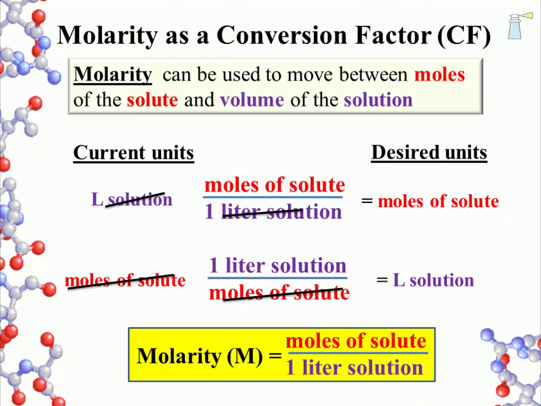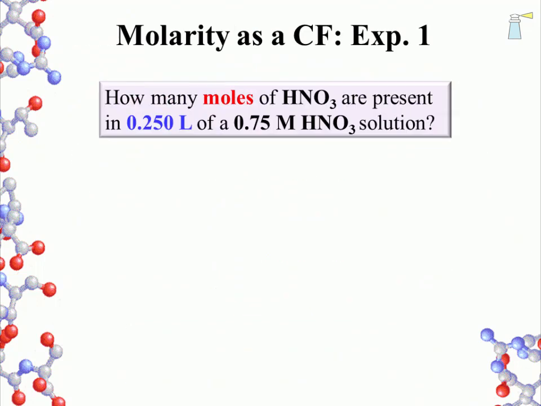These principles are very much like the principles that underline molecular weight as a conversion factor between grams and moles of a compound. Let's see these principles at work. How many moles of nitric acid, HNO3, are present in 0.250 liters of 0.75 molar HNO3 solution? Is this a conversion problem? Well, we should take our time and consider the problem first.